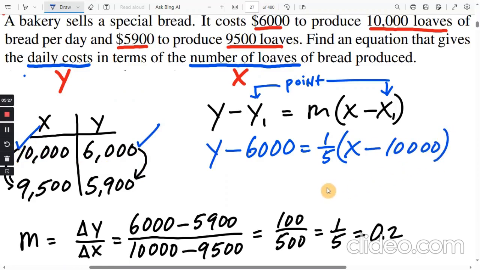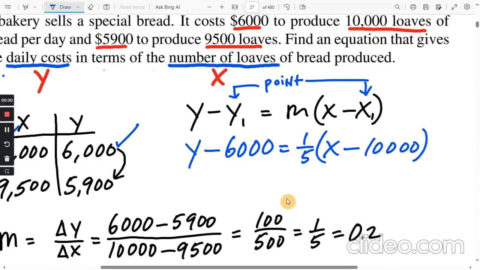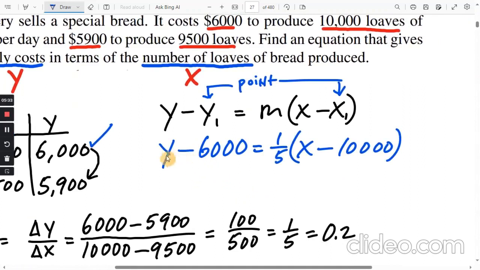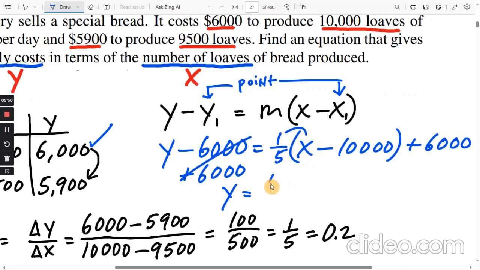And now we don't have to solve for b. We can just distribute, and we can add. So this is what we're solving for y. This is minus 6,000. I'm going to do plus 6,000 on both sides. Cancels here. All right, and we're left with y equals distributing 1/5 times x, and 1/5 times negative 10,000. Well, let's see. Negative 10 divided by 5 is negative 2. So this is going to be negative 2,000. And then plus 6,000.